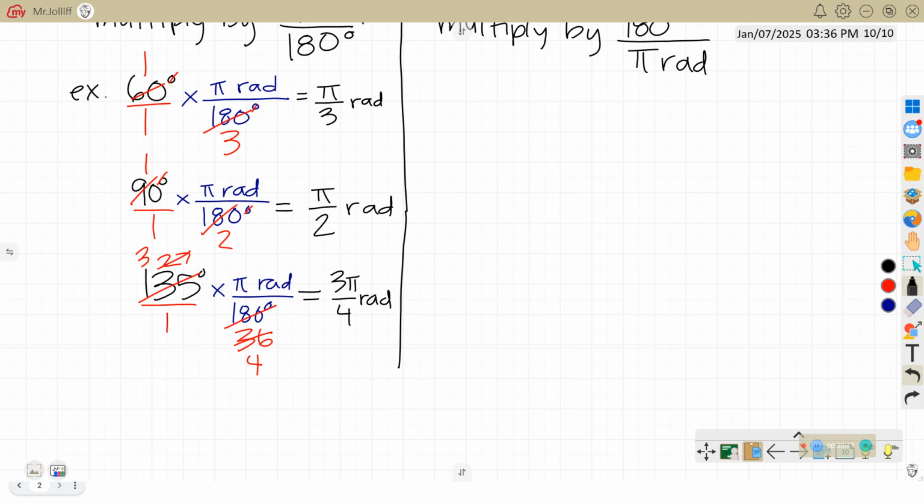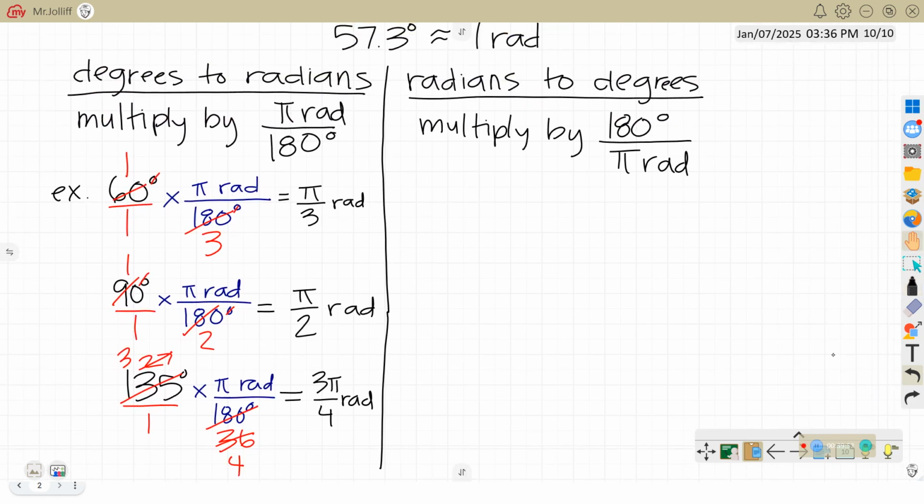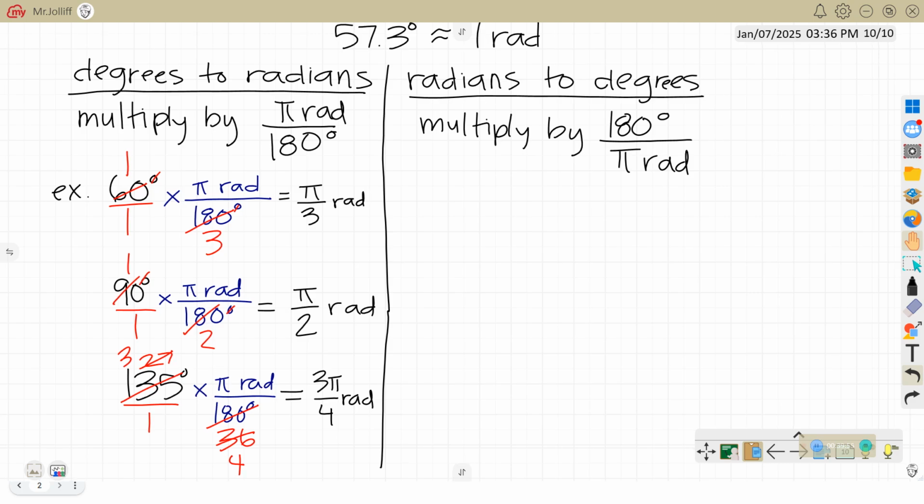Okay, let's try going the other way. Same deal, except now, if I scroll back up, we're going radians to degrees. So our fraction is flipped. Now it's 180 over pi. So let's start with 5 pi over 4 radians. I want to convert that to degrees. Same process. Multiply by my unit conversion fraction, reduce, get my answer.